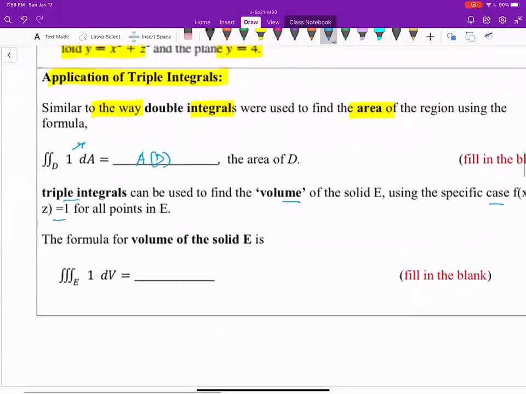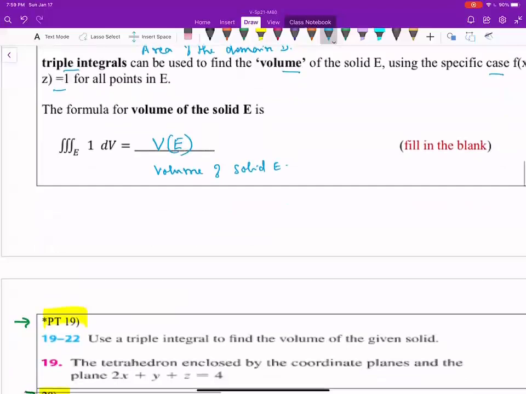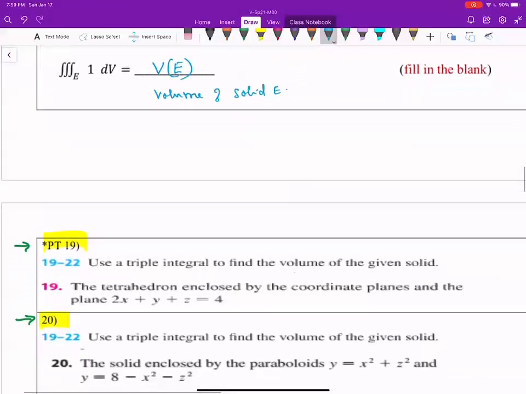The formula for the volume of the solid E is the triple integral over E of 1 dV, equal to the volume of the solid E. Here A of D stands for the area of the domain D. So there are problems based on this idea to find the volume of the solid. Even this one, find the volume of the solid. Problem number 19, 20, all these are done in the section videos.